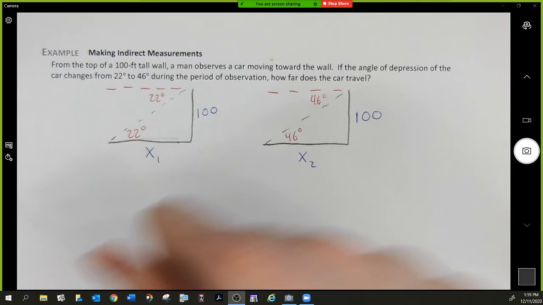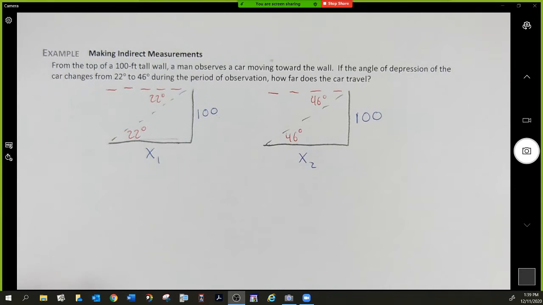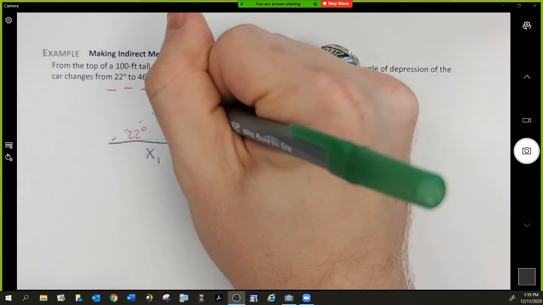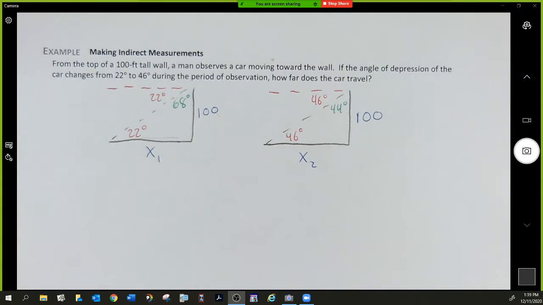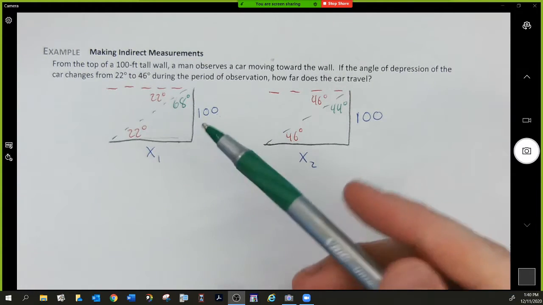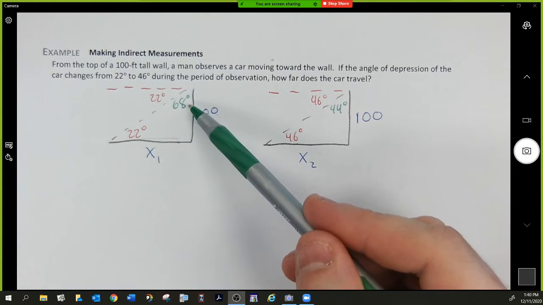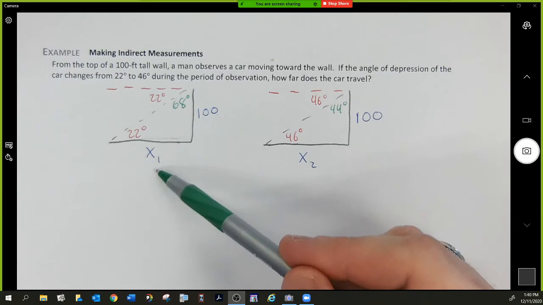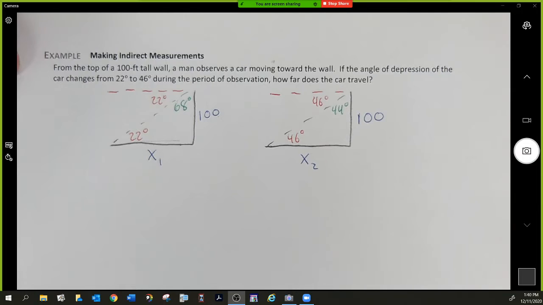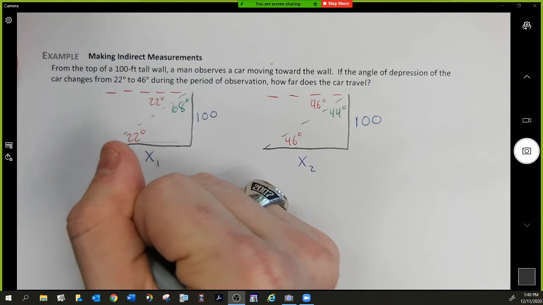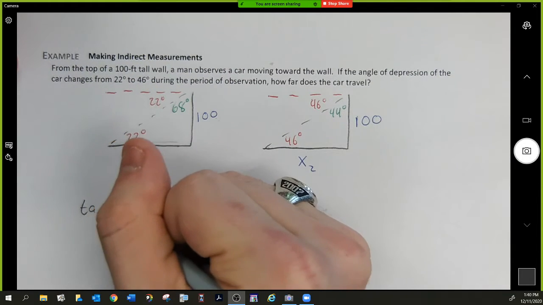You ready? A very simple geometry trick. Here we go. Remember, those angles are complementary. Now I can use tangent from 68 degrees, and x1 will be in the numerator. I know, right? Thinking smarter, not harder. Don't worry. Nobody in first period got it either.